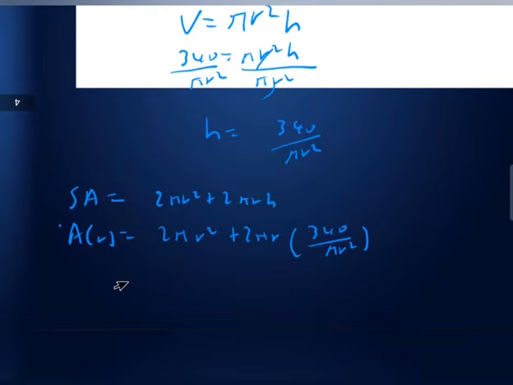So now let's simplify the formula. So we've got pi r squared. Now notice this cancels this, and then r cancels one of the r squares. And then we're just going to be left with 2 times 340. 2 times 300 is 600. 40 times 2 is 80. So it's just going to be 680. Yeah, so this is what we have.